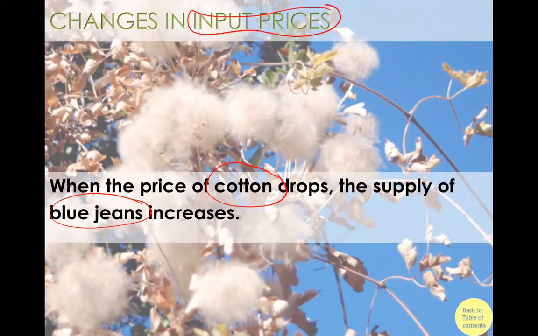Right? So if the price of cotton drops, the input is cheaper. It's more profitable to produce blue jeans. So that's why the supply of blue jeans increases. Now here I want to remind you of a principle we discussed in an earlier chapter. It's called ceteris paribus. What is ceteris paribus? That's a principle we frequently use in economics.